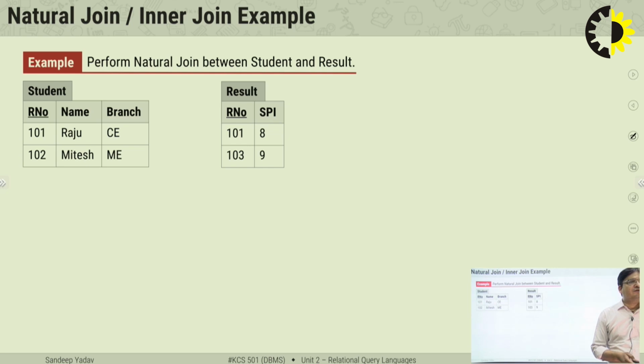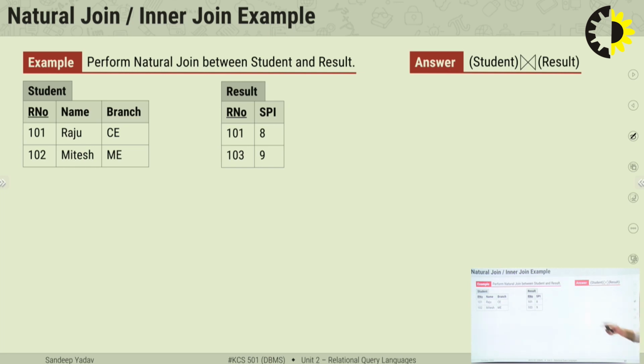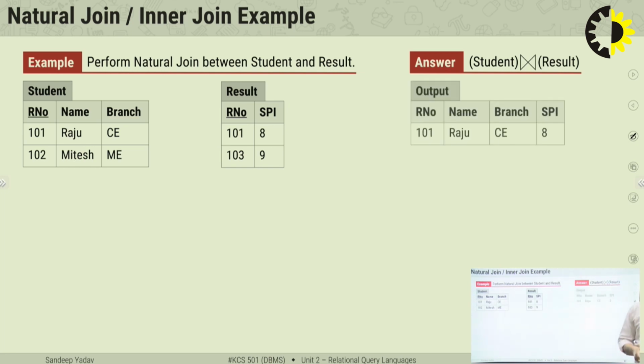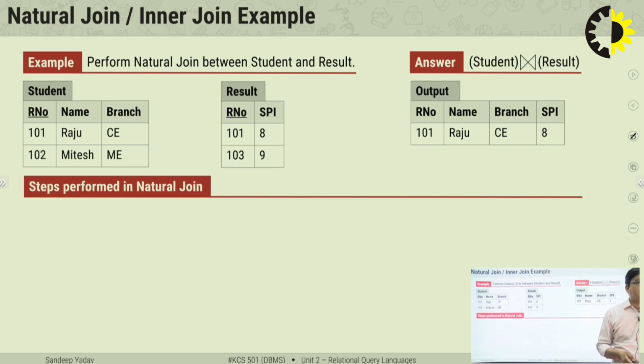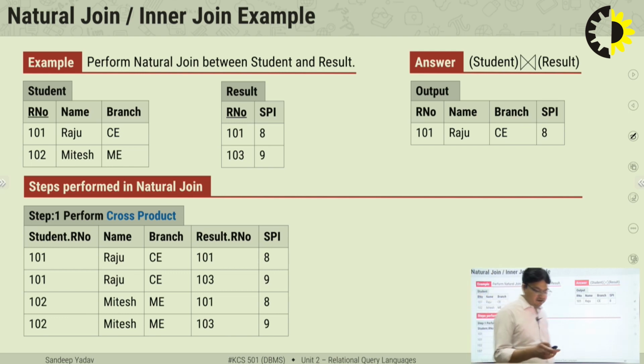Now perform natural join between student and result. Now we have to perform the natural join for these particular tables. Let us see how to perform them. Now student, then natural join result. This is how we are showing. Now following is the answer of this particular natural join. Now first, how we got that particular answer. For that, first we need to perform the Cartesian product. Thereafter performing the Cartesian product, we need to eliminate the inconsistent tuples.